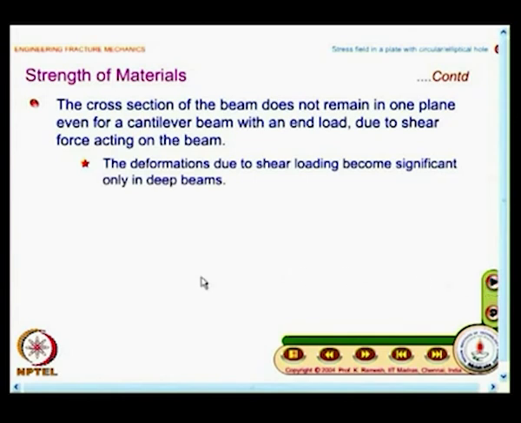And many may not know that the cross section of the beam does not remain in one plane even for a cantilever beam with an end load. What is the difference? When I say beam under pure bending, if you really go back and see your strength of materials course development, you would have developed the flexure formula only for the case of a beam under 4-point bending, which gives only constant bending moment in the length of the beam for which you want to find out the stresses.